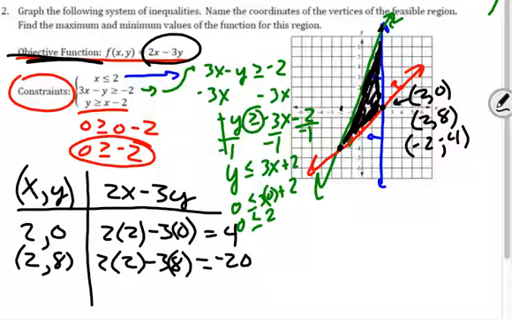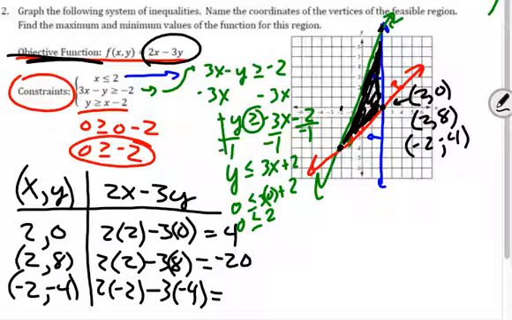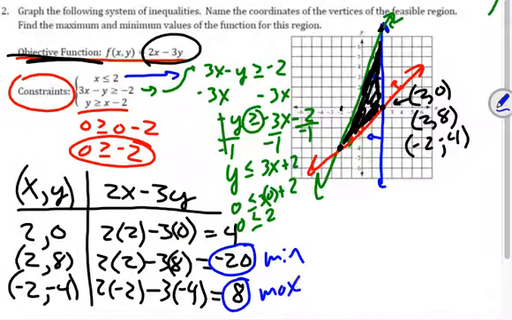Our last point, negative 2, negative 4. Okay, so it's 2 times negative 2 minus 3 times negative 4. So this is basically negative 4 plus 12. Negative 4 plus 12 is going to give us 8. So definitely our minimum is negative 20 and our max is 8.